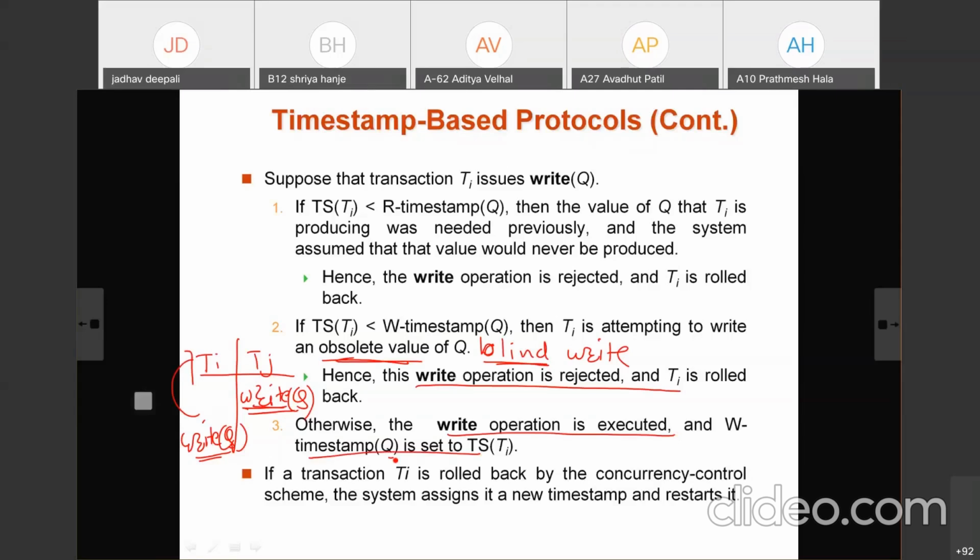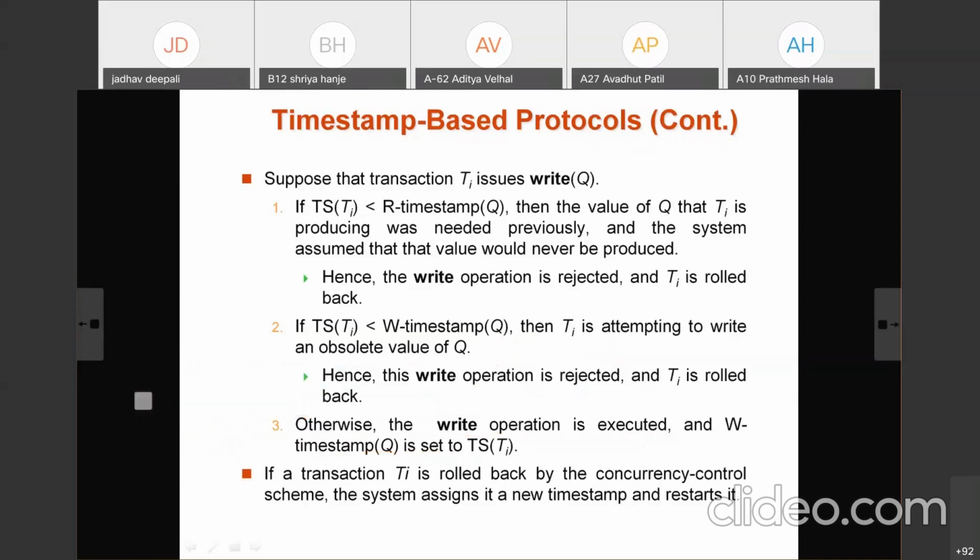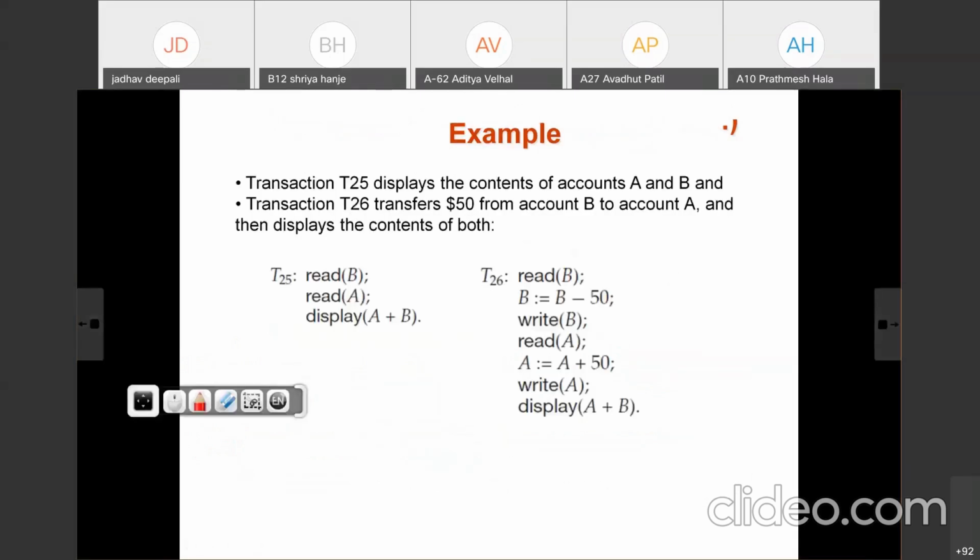Third, otherwise, if TS(Ti) is greater than or equal to W-timestamp, the write operation is executed and W-timestamp is set to TS(Ti). So in this way, read and write operations are performed in the timestamp based protocol. Now another protocol, a modification to this timestamp ordering protocol, is the Thomas write rule.